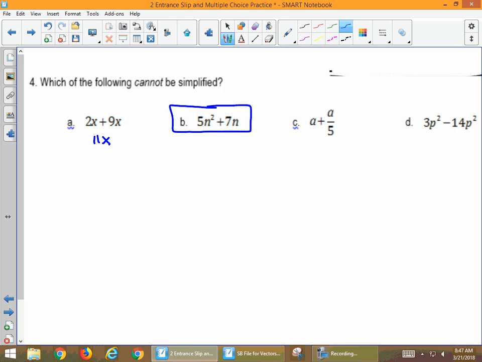What about A and A over 5? They are, because they're A to the first. It doesn't matter how nasty that is. That would just be 1A plus 1/5 A. It doesn't have to be pretty to be able to be added. Okay, that'd be 6/5 A. You can add 1 and 1/5. And 3 and negative 14, we can add those and get negative 11 P squared. That one was fast. Look at you looking ahead.